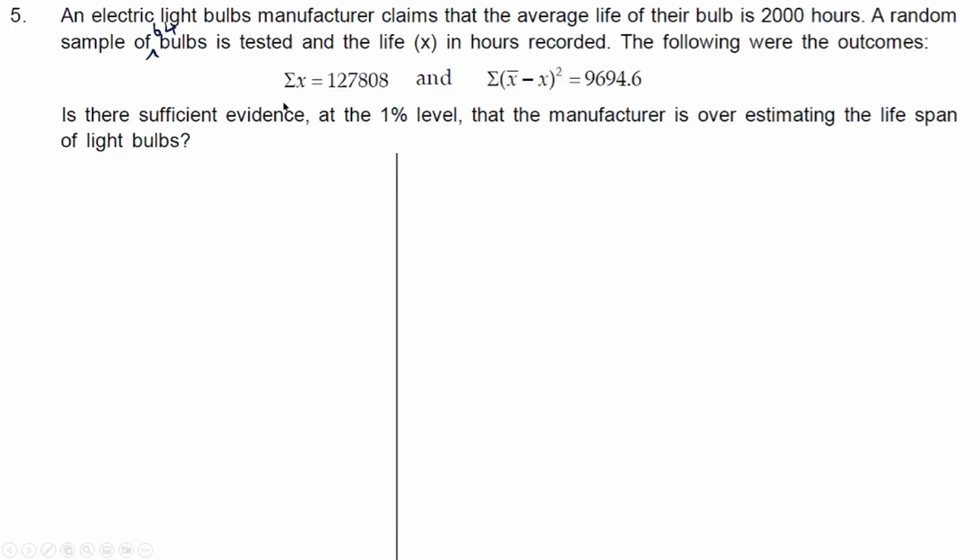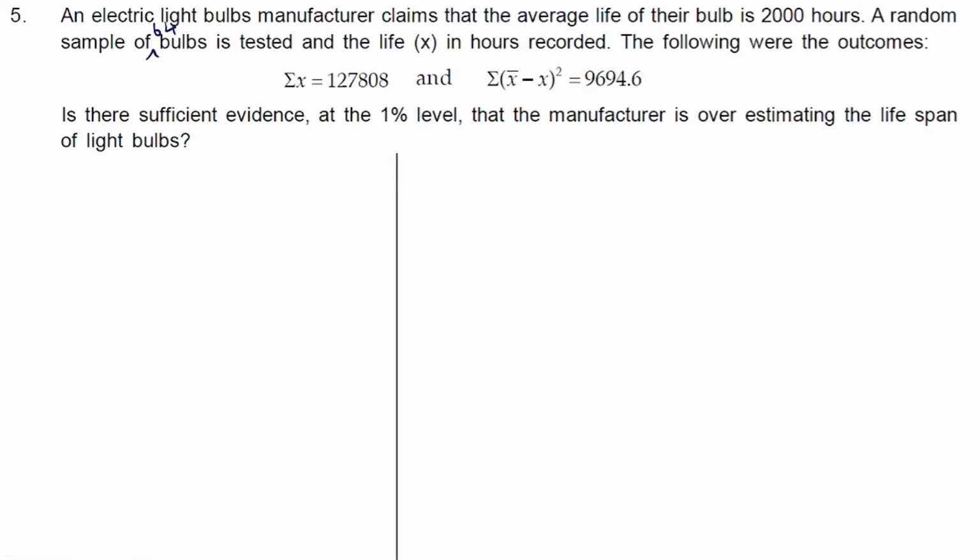A random sample of these many bulbs were tested and the sum of their life, summation x, is 1,27,808, and summation of x minus x bar the whole square is 9,694.6. Now we need to test whether there is sufficient evidence at 1% level that the manufacturer is overestimating the lifespan of the light bulbs.